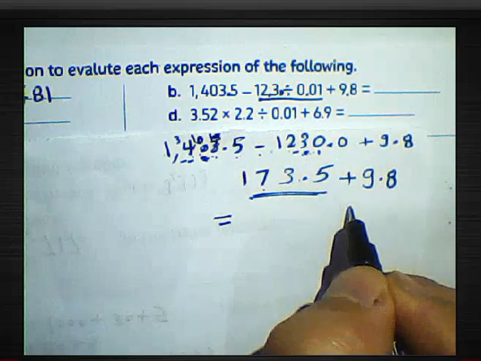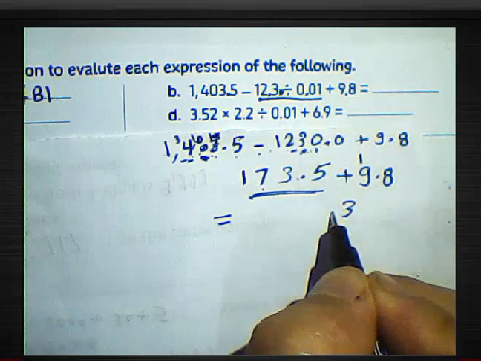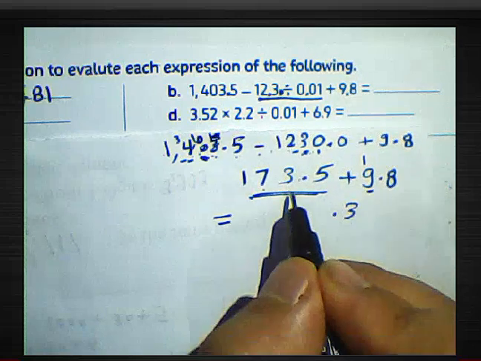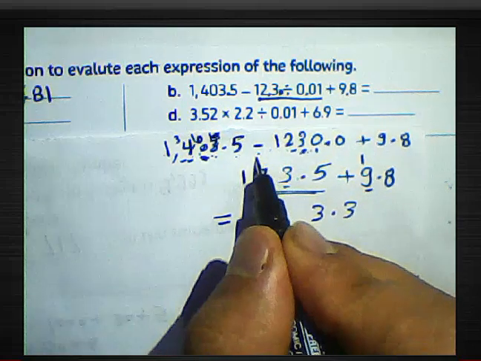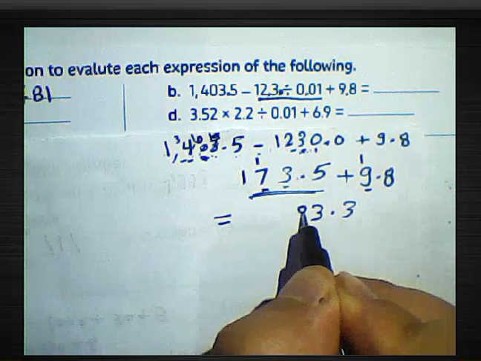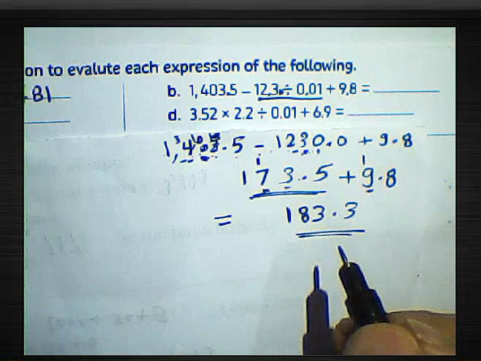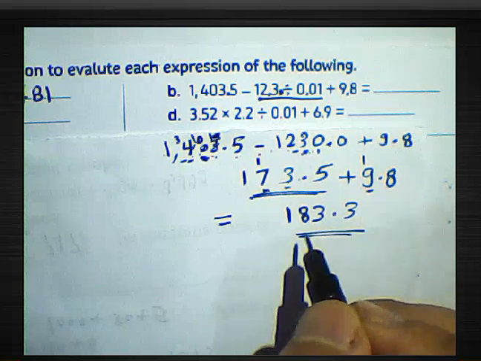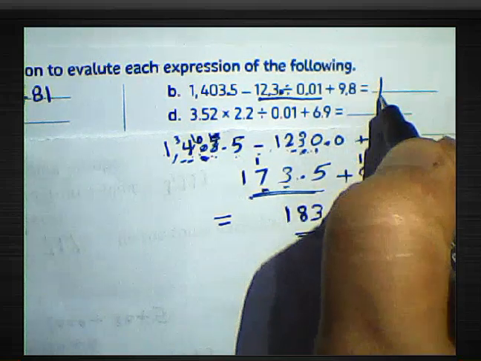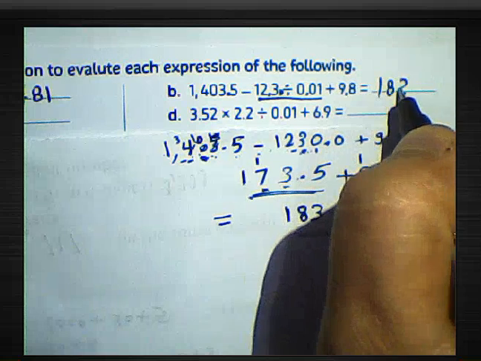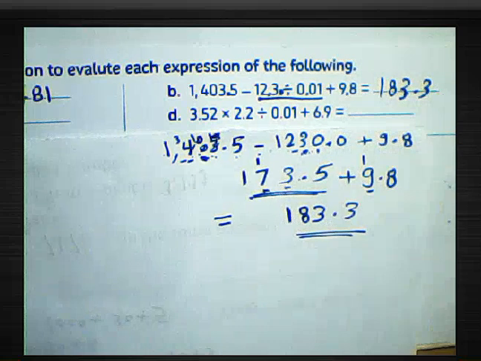8 plus 5 equals 13. 3 and carry 1. 1 plus 9 equals 10. 10 plus 3 equals 13. 3 and carry 1. 7 plus 1 equals 8, and write 1 behind it. The result will be 183.3. 183.3. Okay, understood? Understood the steps?